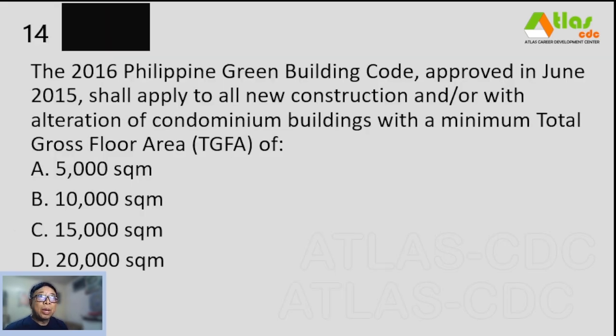Number 14. The 2016 Philippine Green Building Code, approved in June 2015, shall apply to all new construction and or alteration of condominium buildings with a minimum total gross floor area, TGFA, of A. 5,000 square meters, B. 10,000 square meters, C. 15,000 square meters, and D. 20,000 square meters.